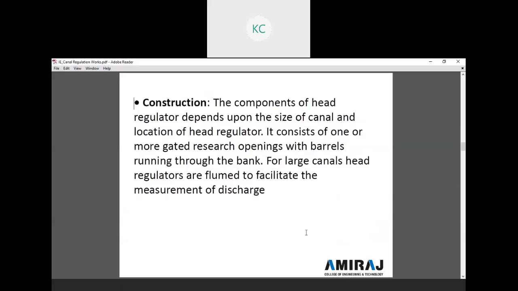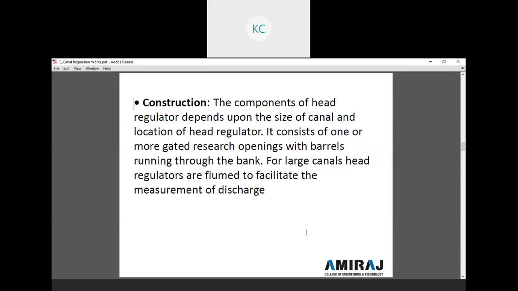Now the construction. The components of the head regulator depend upon the size of the canal and the location of the head regulator. It consists of one or more gated openings with barrels running through the bank. For large canals, head regulators are flumed to facilitate the measurement of the discharge. So, taking into account the design discharge ratio and the size of the canal, the size of the head regulator varies from that particular point of view.